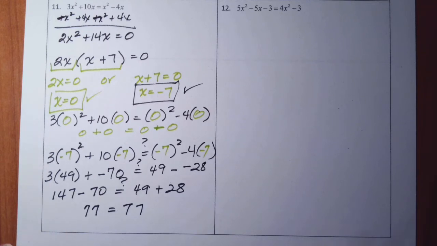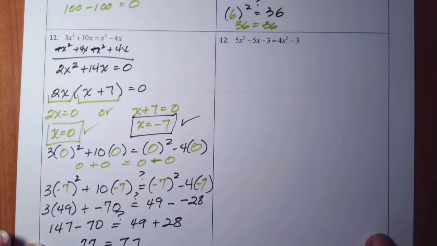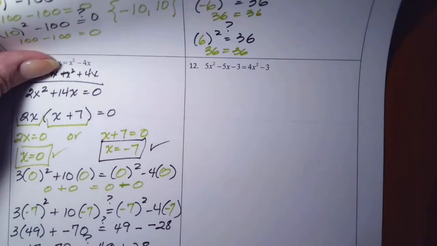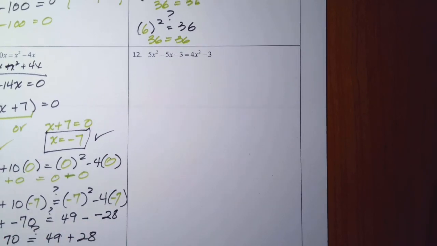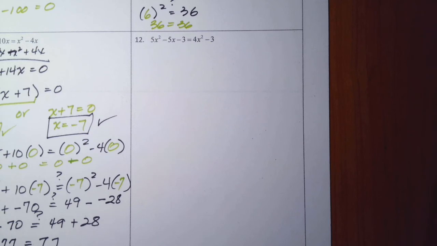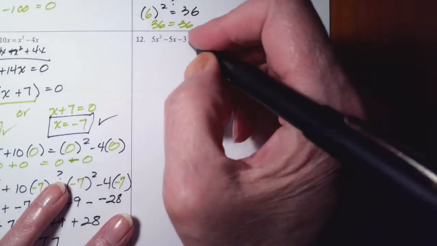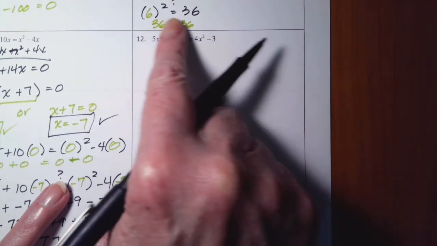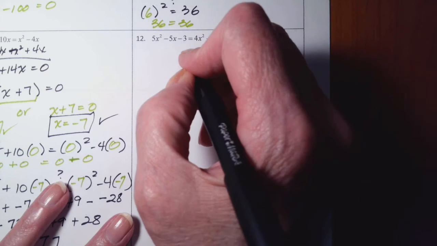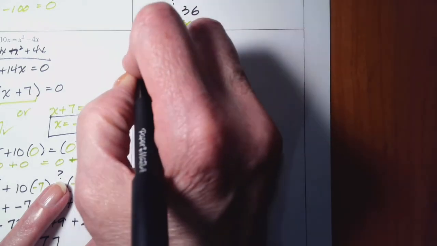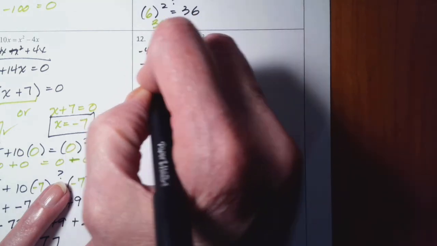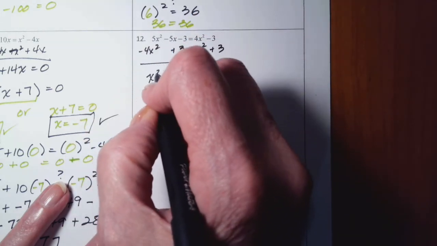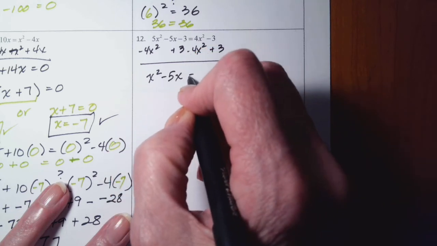Okay, so each one is going to be different based on the kind of problem it is and the factoring involved. I would like to suggest that you pause this and try this next one on your own, but it's up to you. But I'm going to follow exactly the same thing. I am going to get equal to 0 first. That is absolutely critical. So I'm going to subtract 4x squared. I'm going to add 3. So that gives me x squared minus 5x is equal to 0.